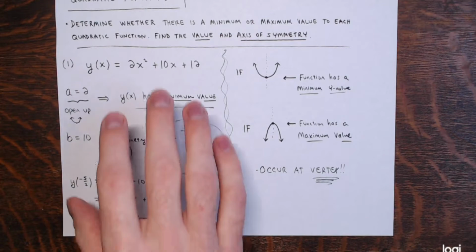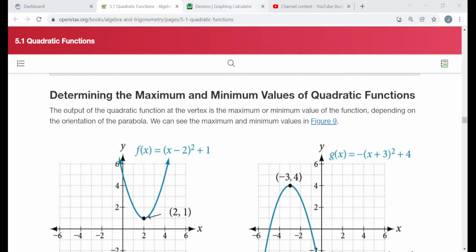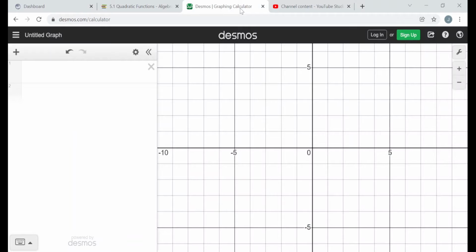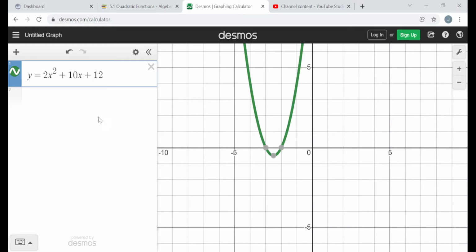Now, if you want to verify this, let's go to a graphing calculator. So I got a free online graphing calculator here at desmos.com, D-E-S-M-O-S. And I'm just going to simply enter the function they gave us, y equals 2x squared plus 10x plus 12, and look at the vertex. And you see how it definitely has a lowest point. And look at the y-coordinate of that lowest point. It's, well, let me label it.